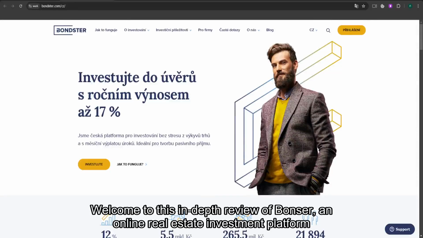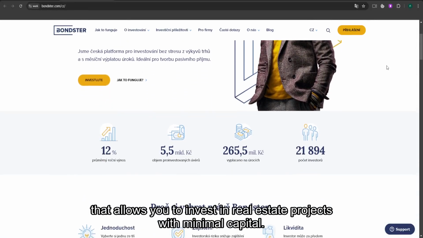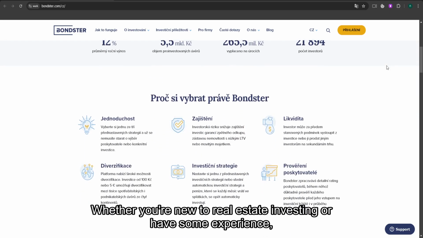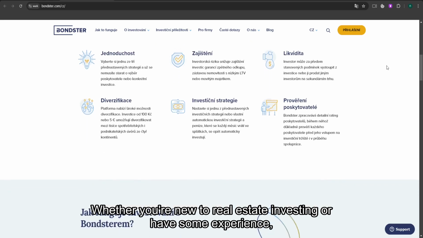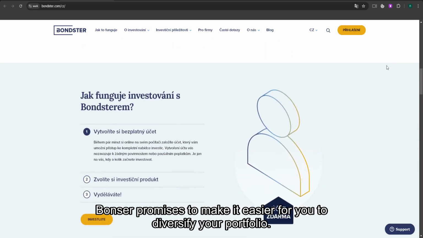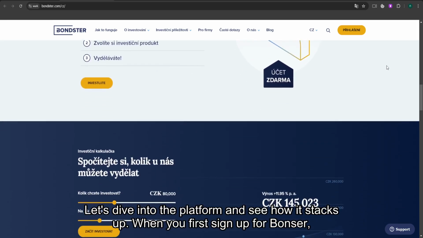Welcome to this in-depth review of Bondster, an online real estate investment platform that allows you to invest in real estate projects with minimal capital. Whether you're new to real estate investing or have some experience, Bondster promises to make it easier for you to diversify your portfolio. Let's dive into the platform and see how it stacks up.